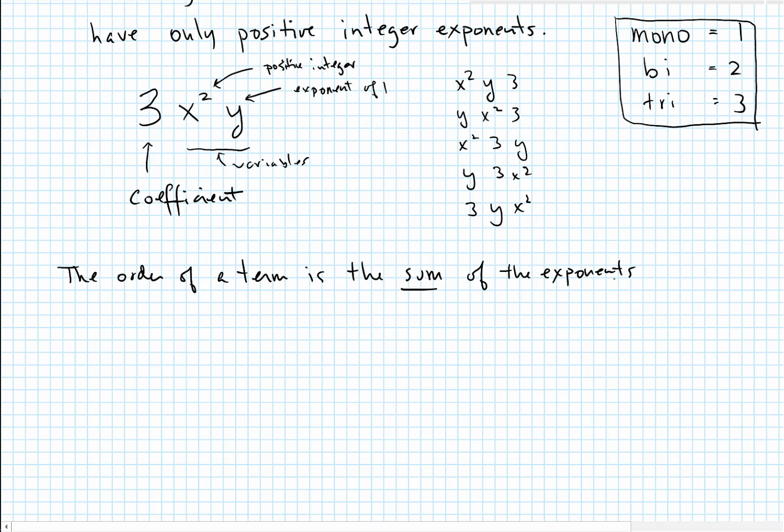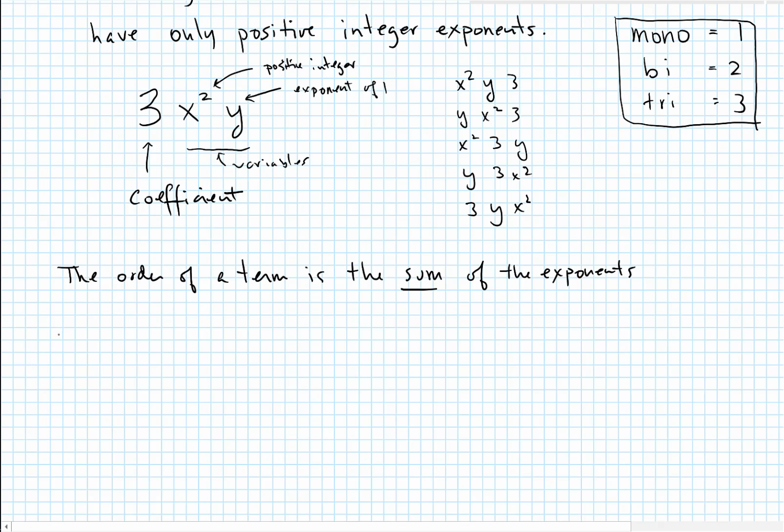So, for instance, the one above, 3x squared y, the x has an exponent of 2, the y has an exponent of 1. We're not ever worried about the exponents on the coefficient. This is just the exponents on the variables. So we have two exponents, a 2 and a 1. We add those together and we get 3. So 3x squared y has an order of 3.